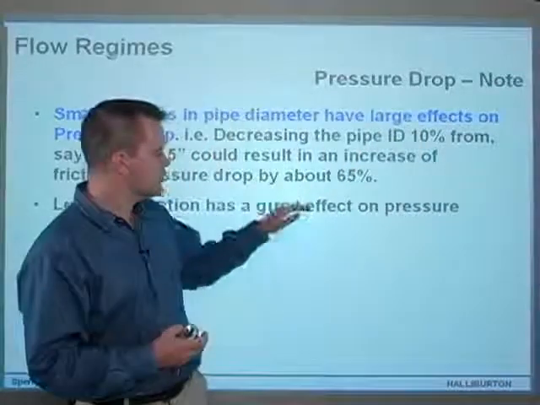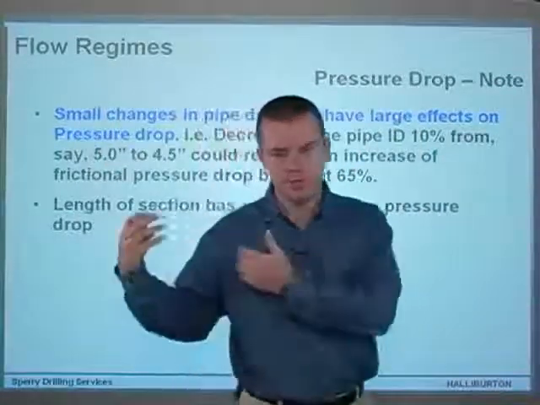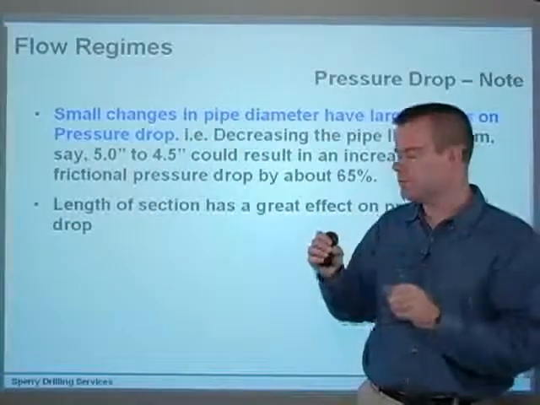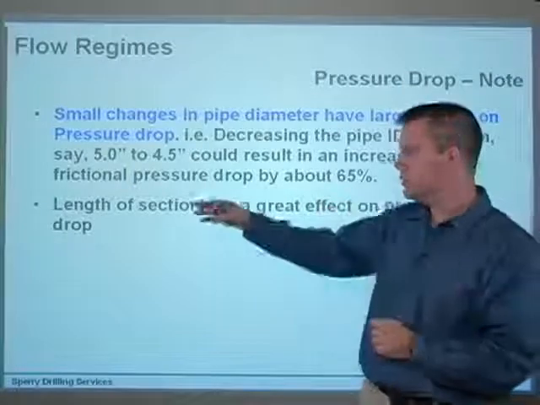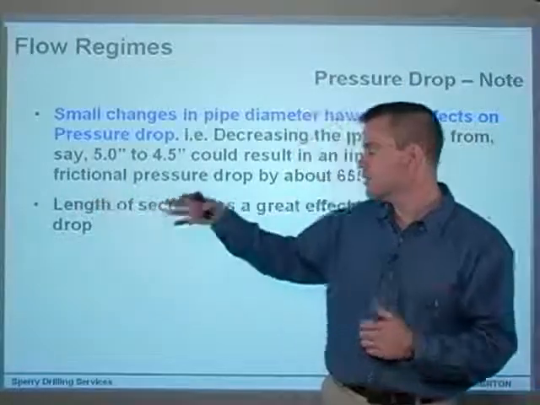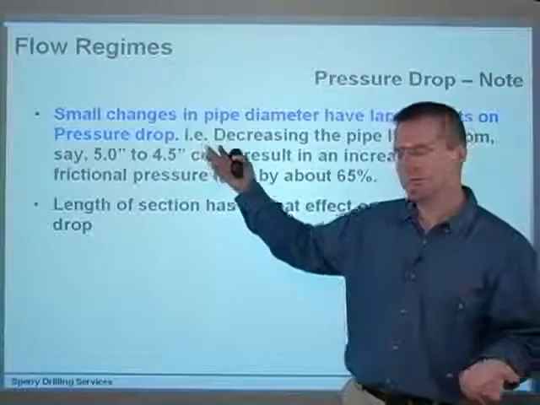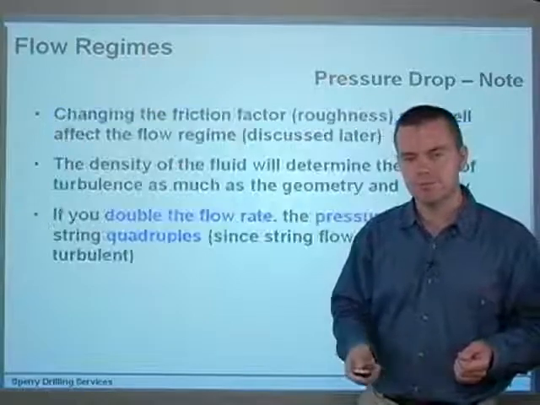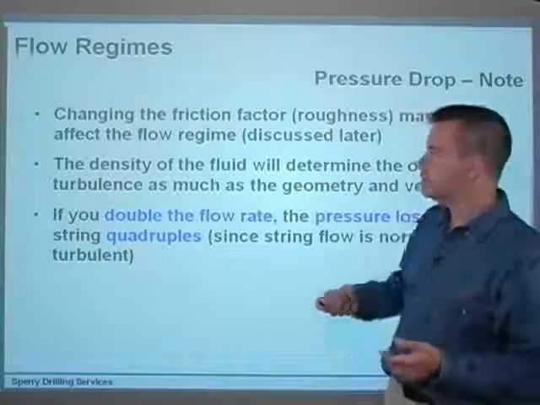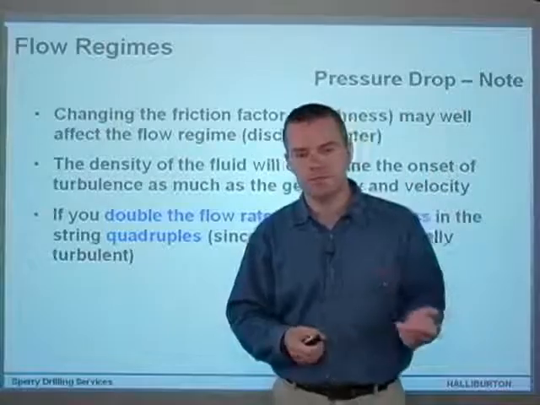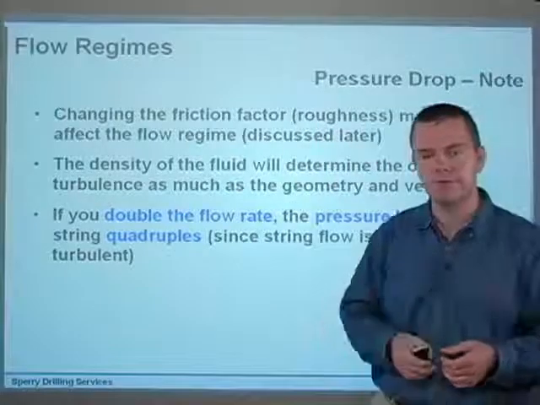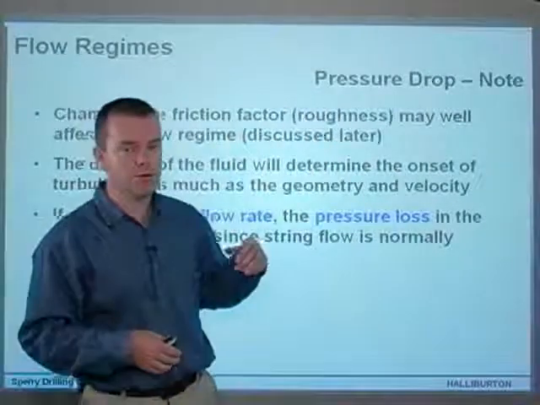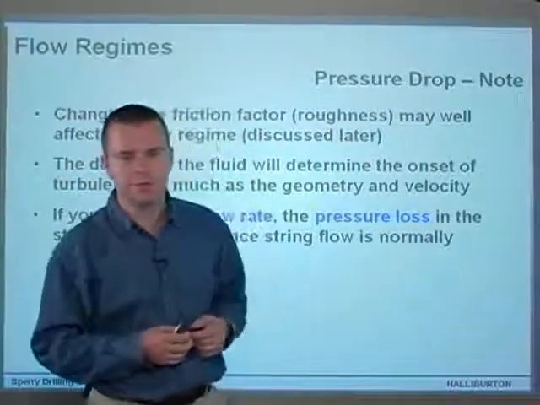Now, the length of the section also has a great effect on pressure drop. Because the length is in these equations, and you've also got geometry in the equations, if you have a slight error in your ID and then multiply it by the length of the section, say in drill pipe where that could be several miles or kilometers long, that's going to have a great effect on the pressure drop as well. And changing the friction factor or the roughness may well affect the flow regime as well. I'll discuss the roughness later. You can read about it in the manual, see whether you want to use roughness or not, and consider the effects of that.